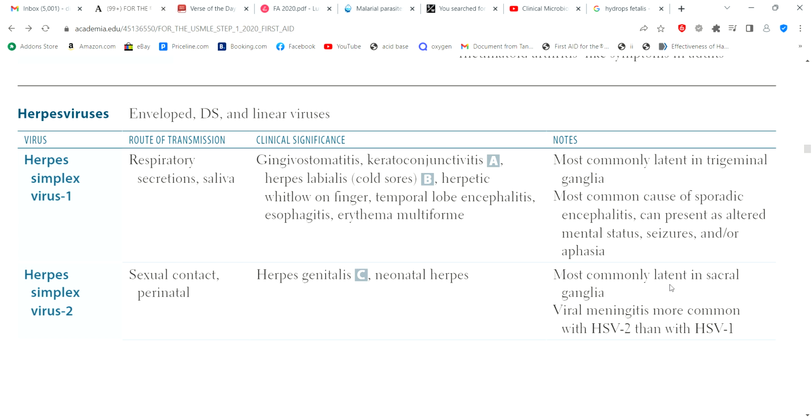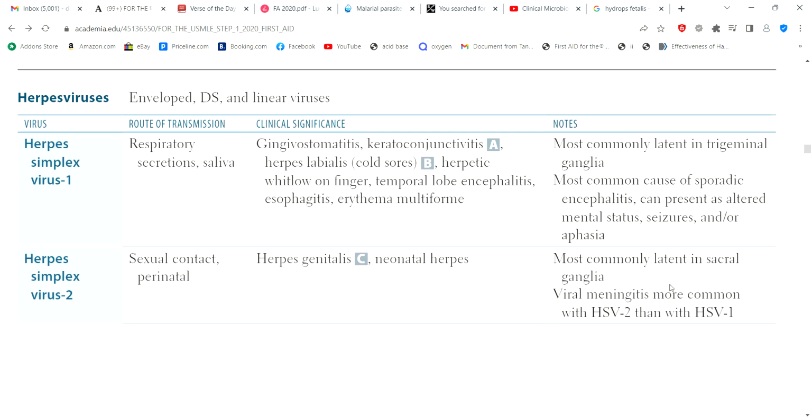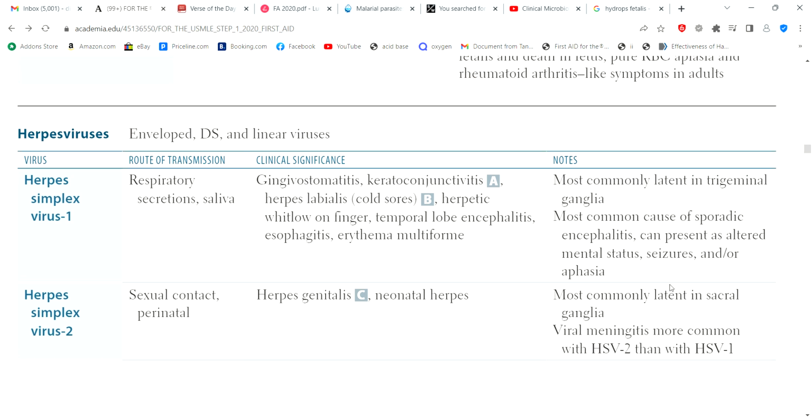Herpes virus, enveloped, double-stranded, linear viruses. Yeah, herpes viruses are enveloped, double-stranded and linear viruses.